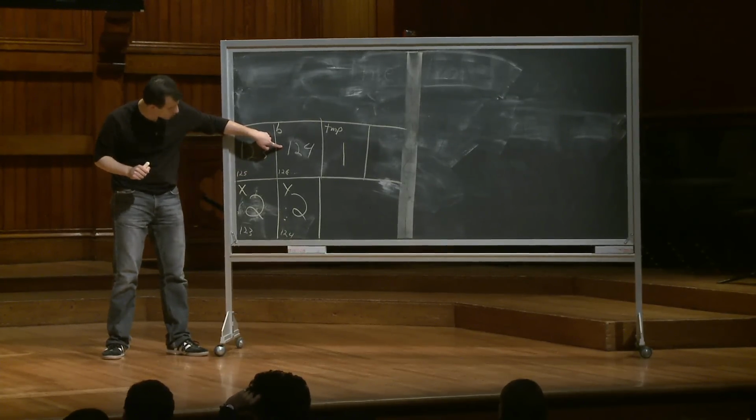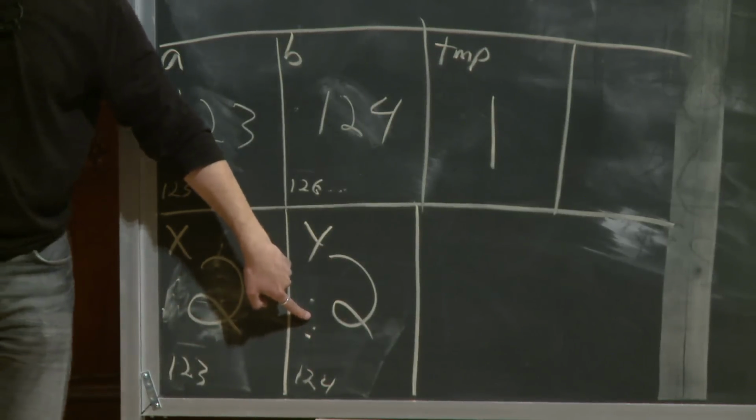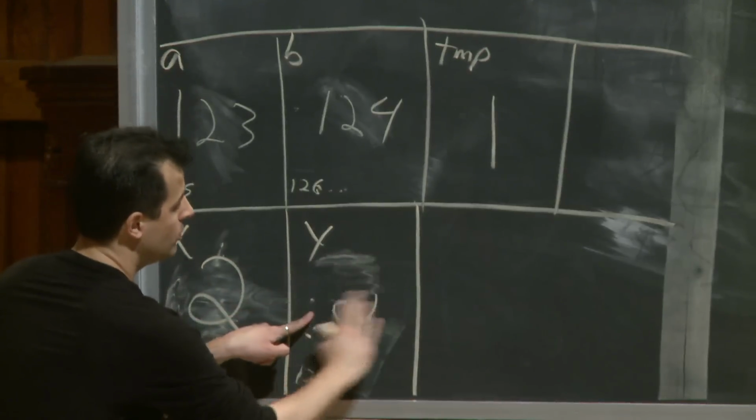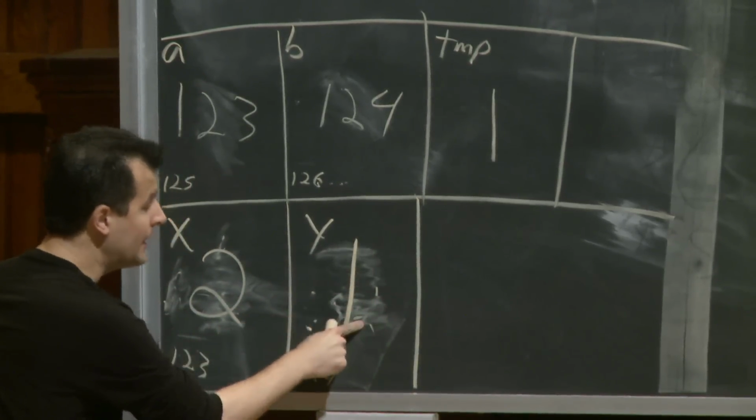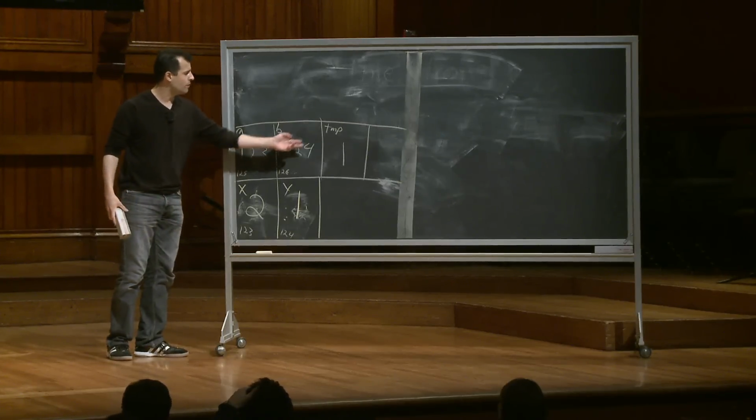So where's location 124? It's apparently here. So what do I put here? Obviously, temp. So now I do this. So I have 1 here and 2 here. And now what about all of this? The 123, the 124, and the 1.